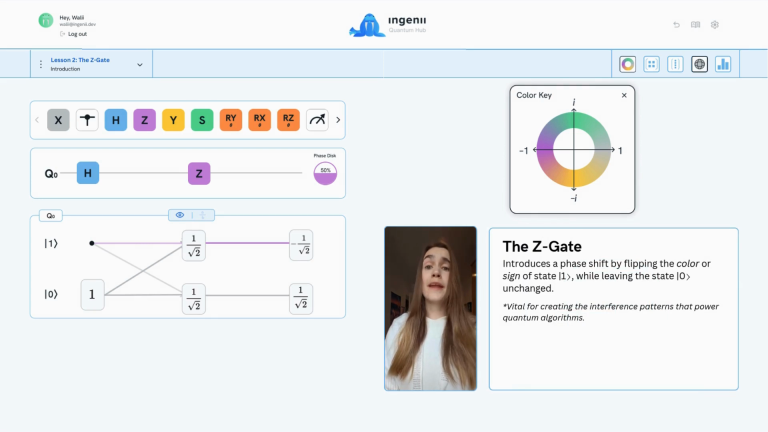The Z-gate may not alter probabilities, but its ability to manipulate phase is crucial for unlocking the full potential of quantum algorithms. As we continue exploring the building blocks of quantum circuits, remember, every gate has its unique role in crafting the future of computation.